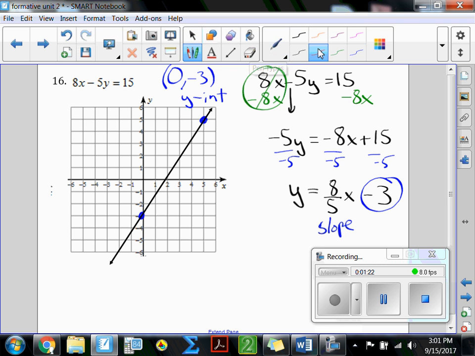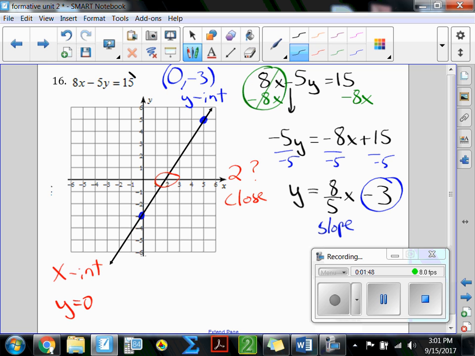For my x-intercept, it is close to 2, but I don't think it's exactly at 2. So I don't want to guess and say it's at 2. It's close. So this is where I need to algebraically find my intercept. If I want the x-intercept, I need to let y equal 0 to find it.